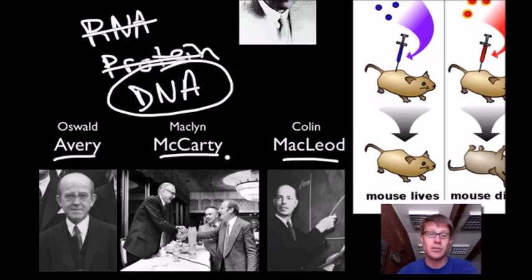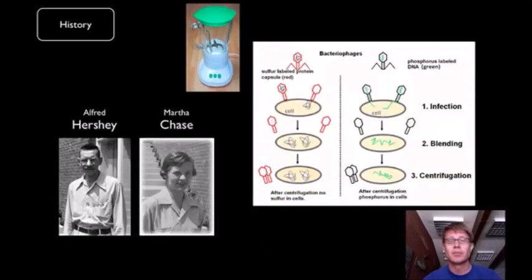And so what did Avery, MacCarty, and MacLeod figure out? DNA was this transforming factor. Now, most of their work was largely ignored, and the reason why is most scientists thought DNA was not complex enough to be the stuff of life. It only has 4 different letters, and we'll talk about that in just a second. And so that couldn't be the stuff of life. And so a lot of their work was actually ignored. But in retrospect, we look back on it, and they were the ones who figured out it was DNA.